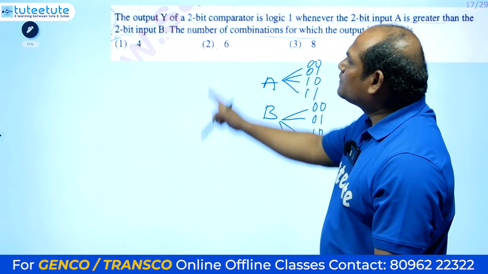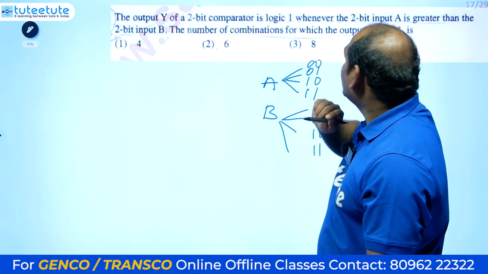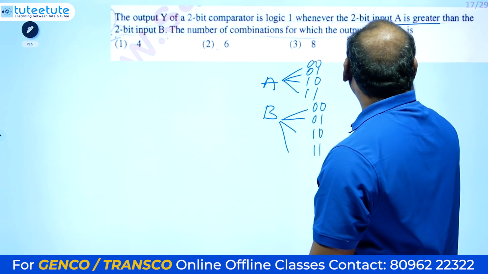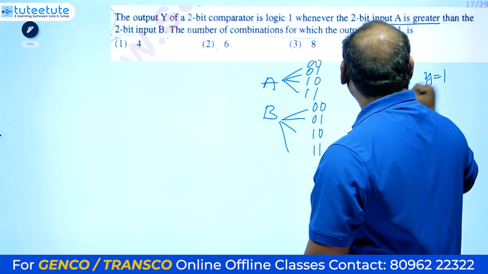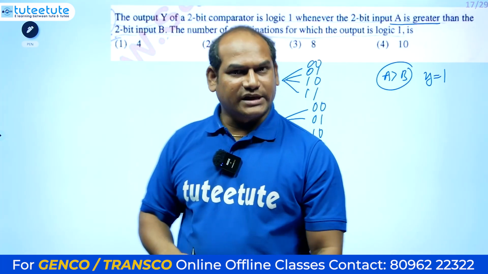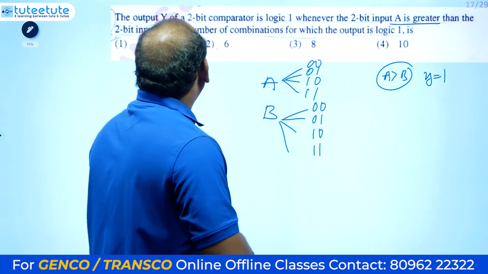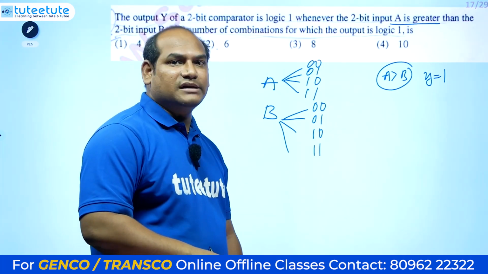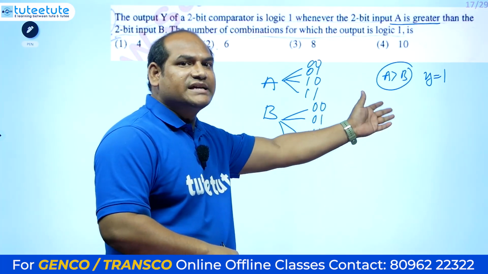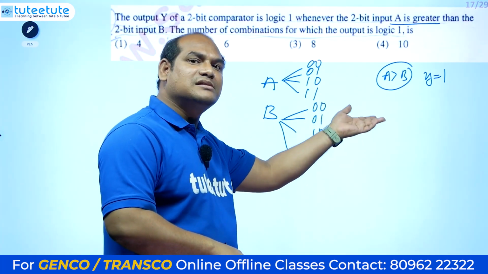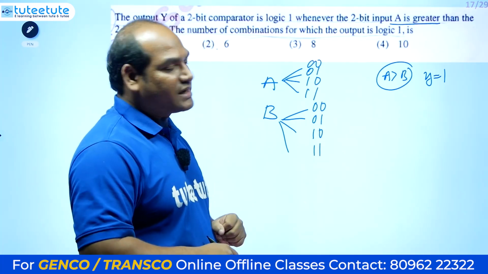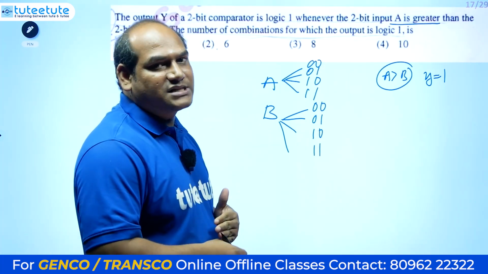And they are telling that output is logic 1 when A is greater than B. Whenever A is greater than B, output is equal to logic 1. That is what they have taken. So the number of combinations for which the output is logic 1, that is what we have to calculate. It is not true for only a single combination; for other combinations also it is logic 1. How many combinations are there? That is what we have to take. So A is greater than B, that is what we need to check.